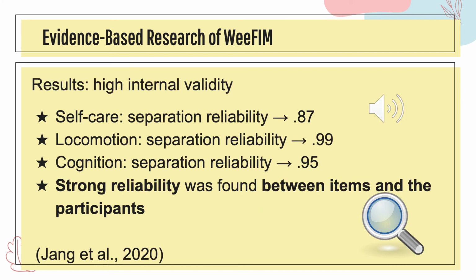And then lastly, this is talking about validity, internal validity, and reliability of the WeeFIM. In this study, they looked at self-care, locomotion, and cognition in regards to separation reliability, resulting in 0.87, 0.99, and 0.95, and it resulted in strong reliability between items and the participants. So this was just another article backing up that the WeeFIM is reliable and has high internal validity, meaning that it tests what it intends to test.